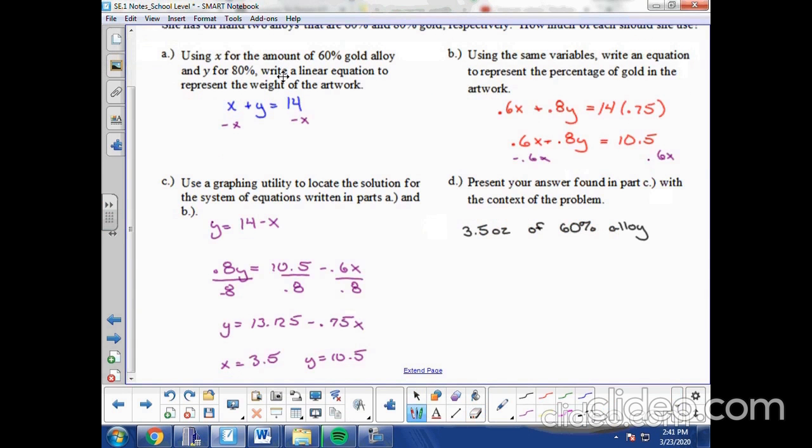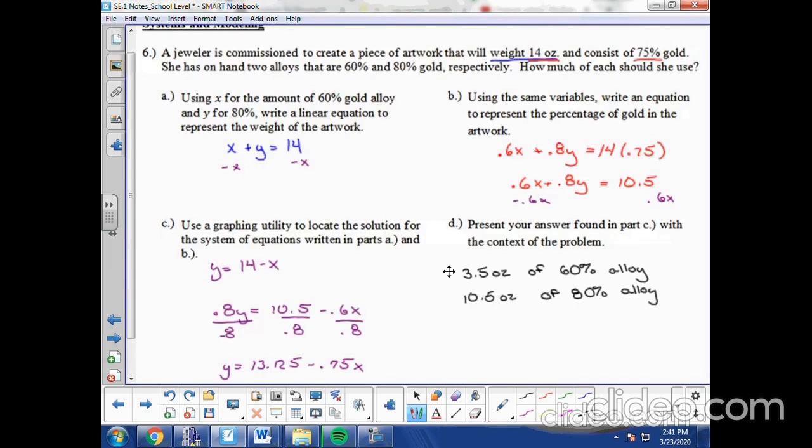y is 10.5. What does y stand for? y stands for the 80%. So there's 10.5 ounces of 80% gold alloy. And we could go back and check this again. We could go back to our original equation and put in x as 3.5 and y as 10.5, and we'd see that it's 14. We could put it in this equation and see that it would equal 10.5. So in order to make a piece of artwork that weighs 14 ounces and is 75% gold, she has to use 3.5 ounces of the 60% alloy and 10.5 ounces of the 80% alloy.